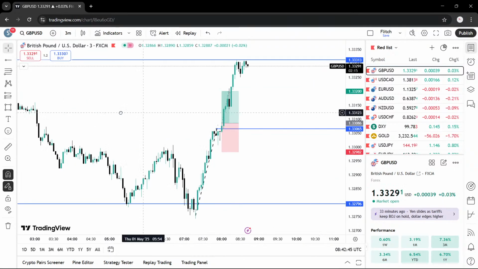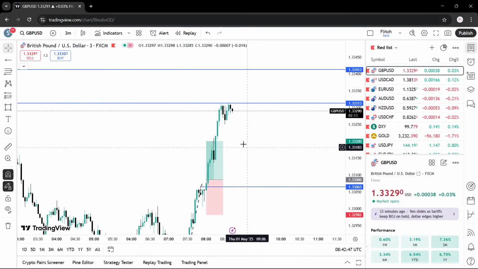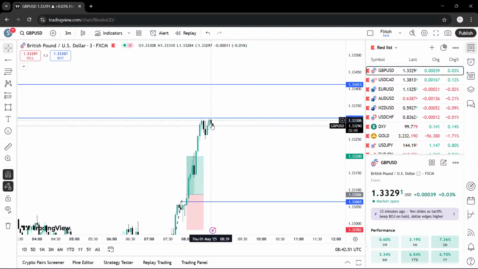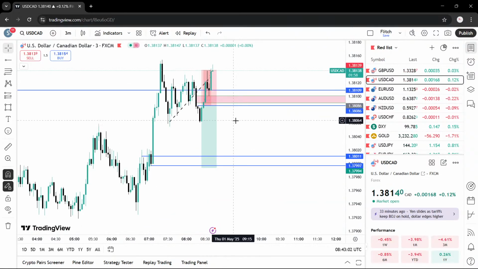Even though it hasn't hit it yet, when I saw it trying to make a double top, I just said no, I'm gonna go out of this market, even though I'm anticipating it might go higher. So that was my thought process behind the British pound USD. Now let's look at another market.